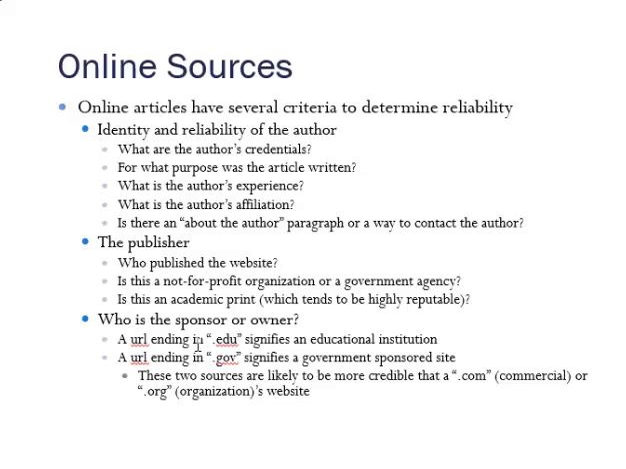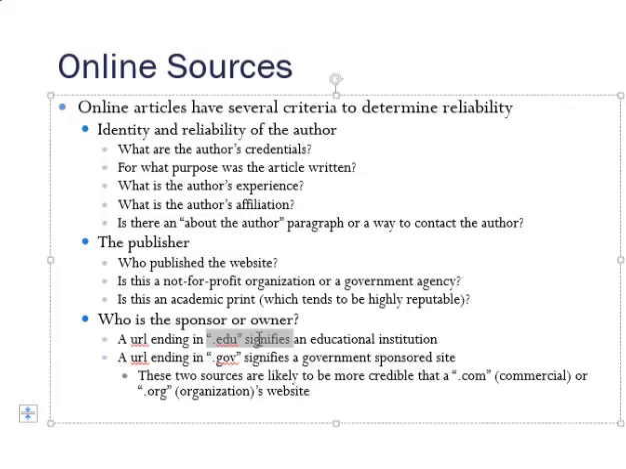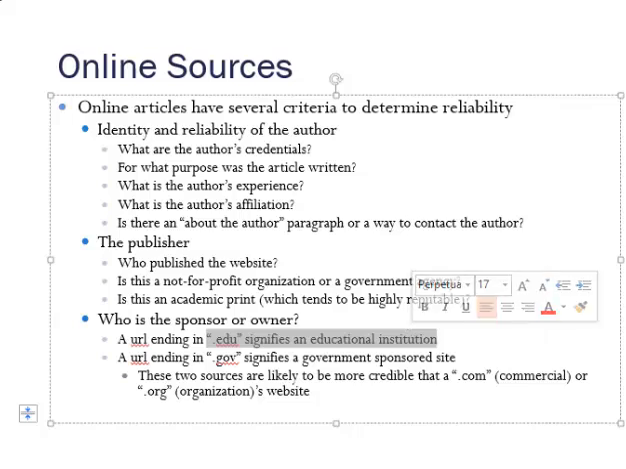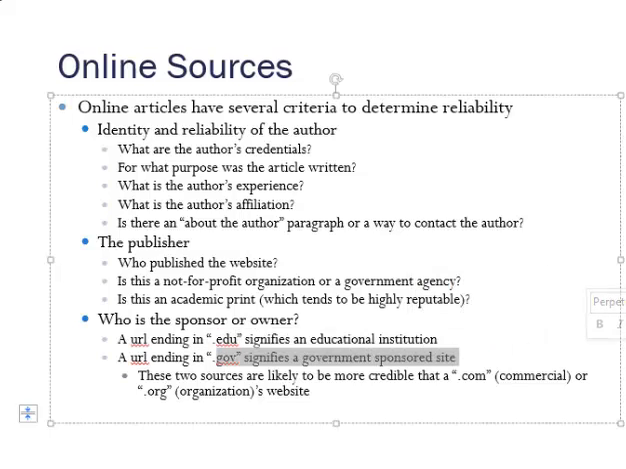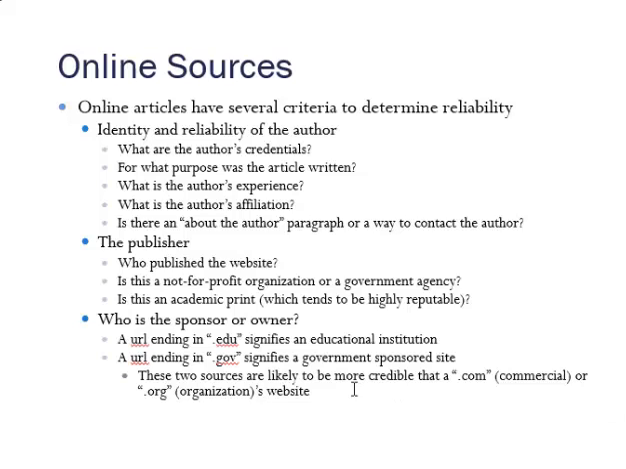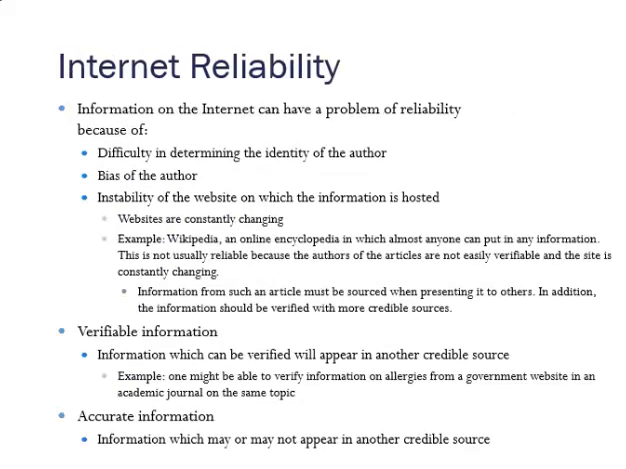Who's the owner? A URL ending in .com or .org or .net or anything like that can pretty much be written by anybody. .edu at least signifies an educational institution, an accredited school, and .gov signifies a government-sponsored website, so it's likely to be a little bit more credible than a .com or a .org website, although again, just because it's on a .edu or .gov website doesn't inherently mean that it's true. You still have to vet it in these other ways as well.